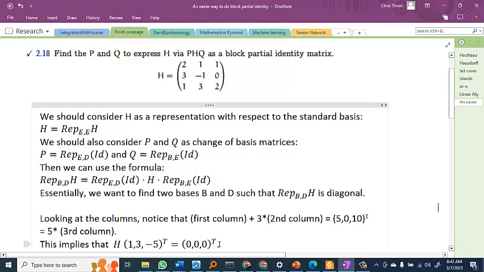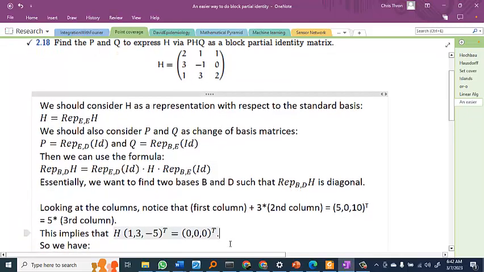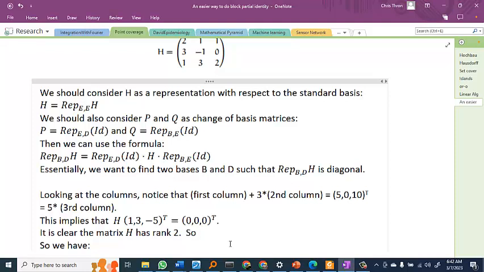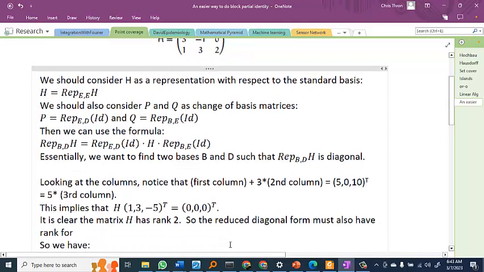Now what this shows me is that my representation is going to have a 0 column. You can see that this matrix has rank 2. So let me just write that in. It is clear the matrix H has rank 2. So that means the reduced form must also have rank 2. So it must be this matrix.